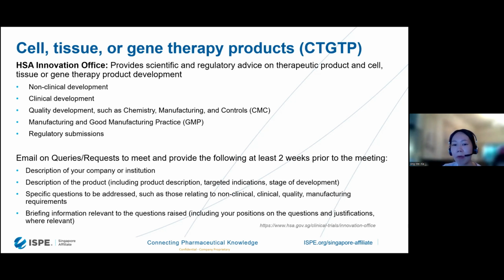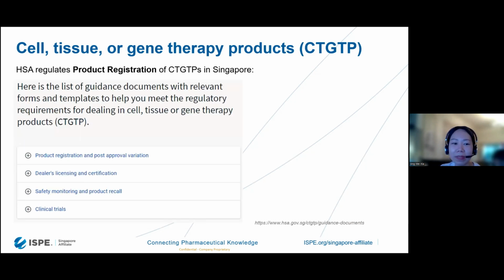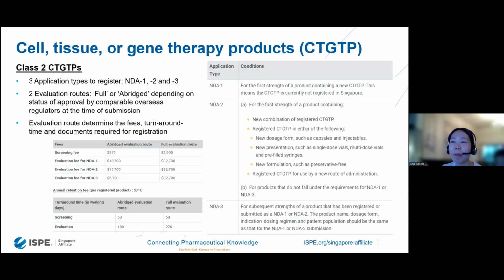And now we will have our last poll of the day. Poll, please. So in Singapore, for product registration of Class 2 cell, tissue, or gene therapy, how many evaluation route and application routes are there? This is a bit tricky. Okay, I'll pull up some hints on my slides.